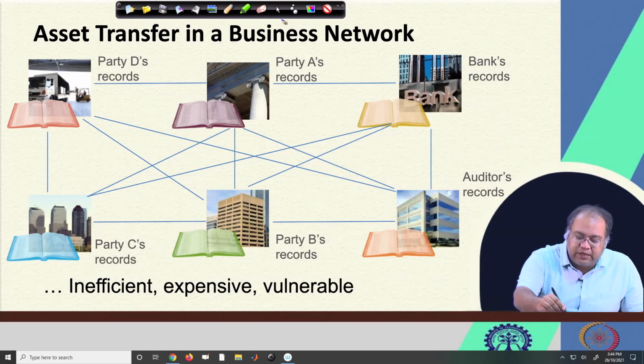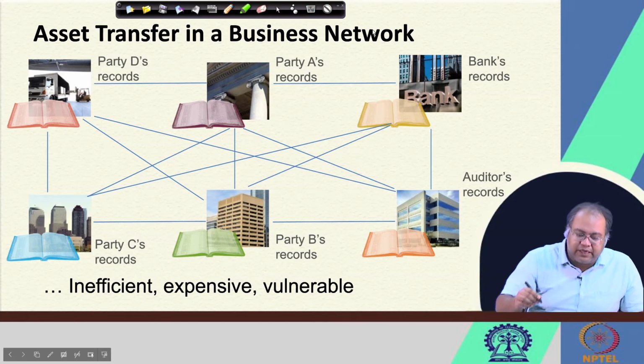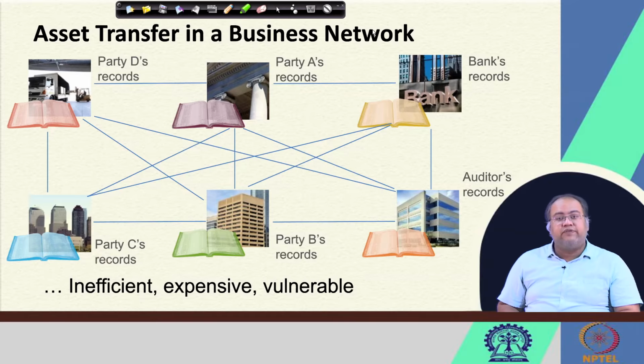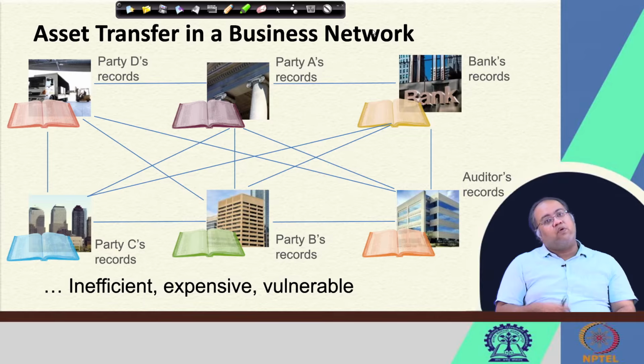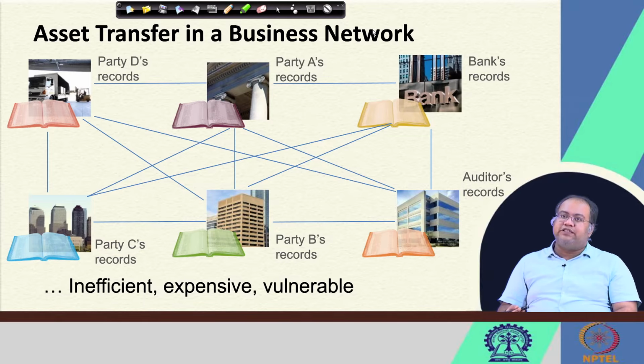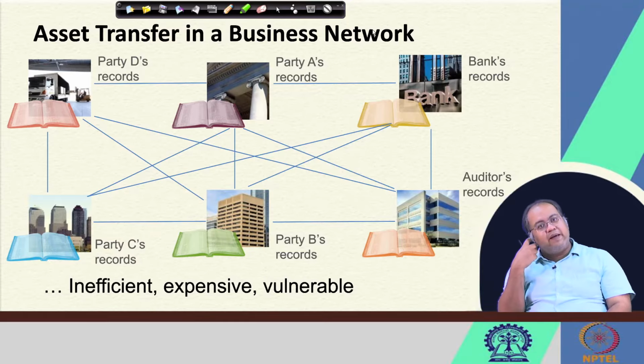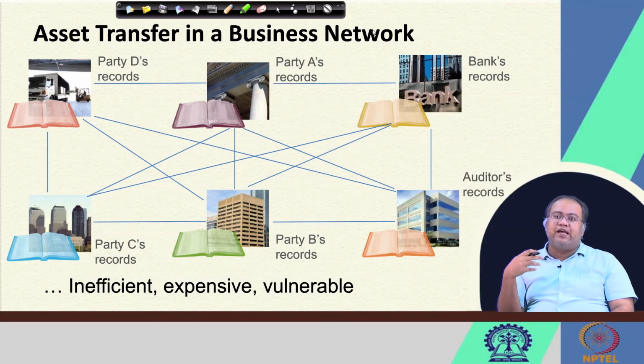So, if I look into one particular application, that is the asset transfer in a business network. Typically, think of the auditing process: I have multiple parties, say party A, party B, party C and party D, and each of these parties has its own records. These are the financial transaction records typically maintained by the banks involved with the individual parties, and the auditors need to access the records from the bank and from the individual parties, and then validate them manually for auditing purposes.